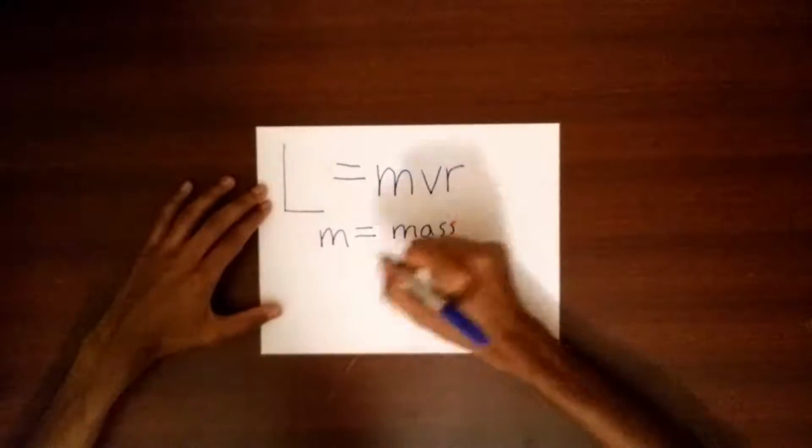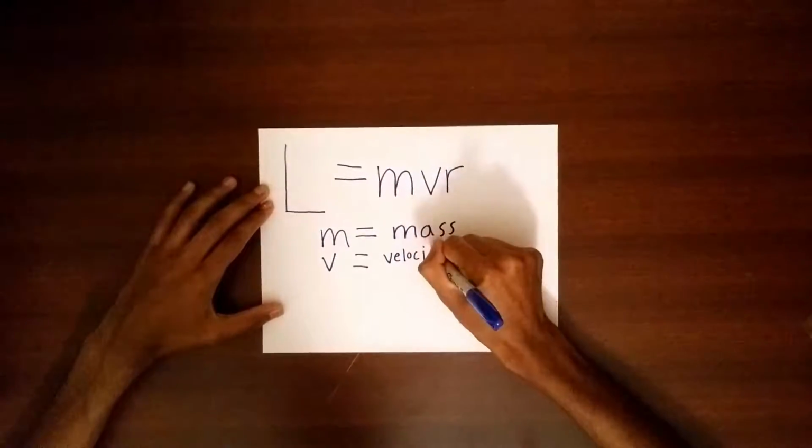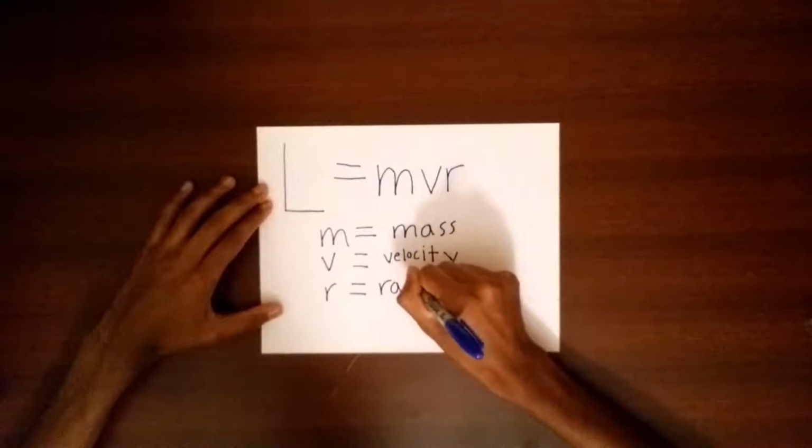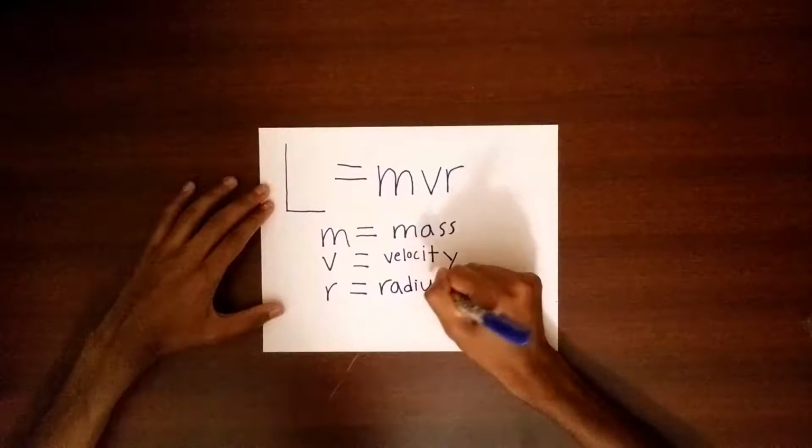The formula for our angular momentum is mvr, where m stands for mass, v stands for velocity, and r stands for radius.